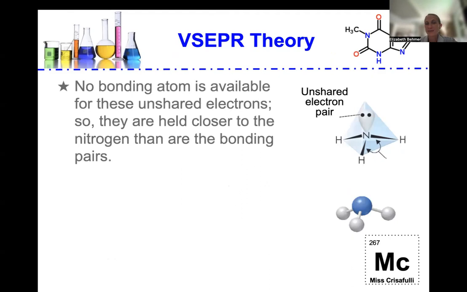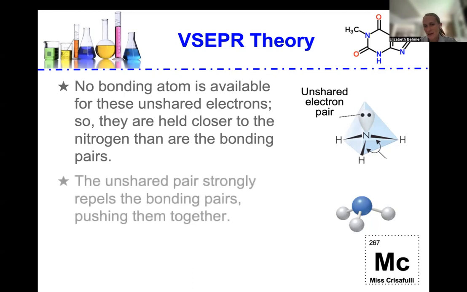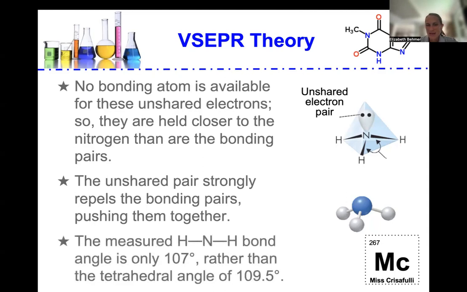No bonding atom is available for these unshared electrons, so they're held closer to the nitrogen than are the bonding pairs, and the unshared pair strongly repels the bonding pairs, pushing them together. And that's how we get this shape of ammonia, NH3. The measured hydrogen-nitrogen-hydrogen bond angle is only 107 degrees, rather than the tetrahedral angle of 109.5 degrees.